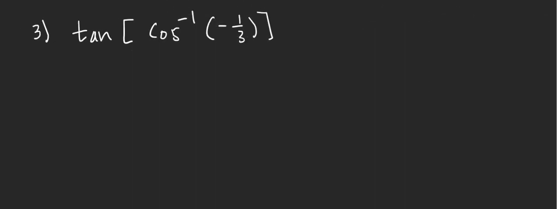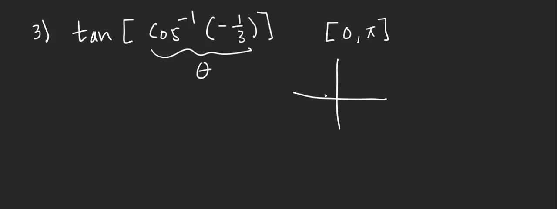Let's take a look at our final problem. It's tangent of inverse cosine of negative 1/3. Again, this represents some theta. And the restriction on inverse cosine is from 0 to pi, so we're looking at either the first quadrant or the second quadrant. Now, cosine theta is negative 1 over 3. That's what that means. So cosine is negative in the second quadrant, and that's the theta.